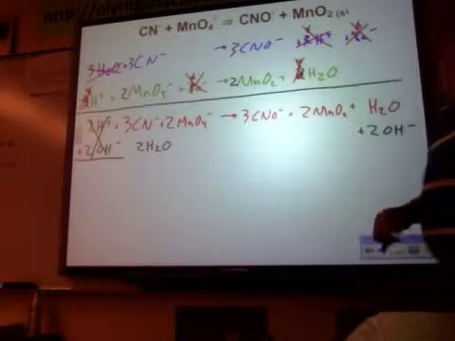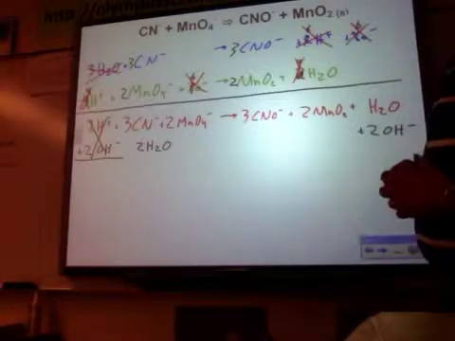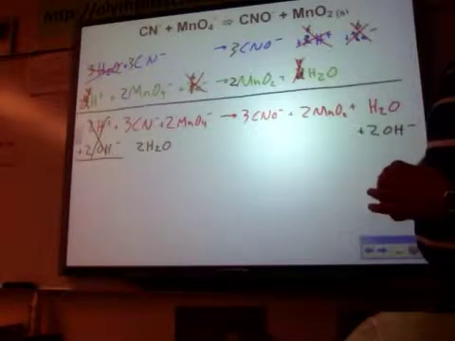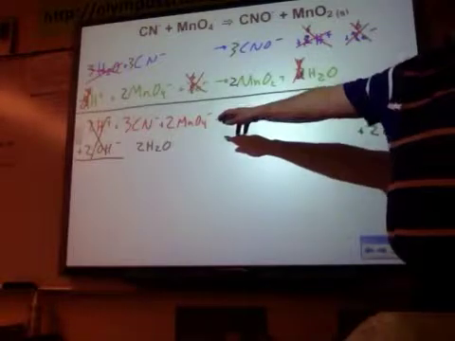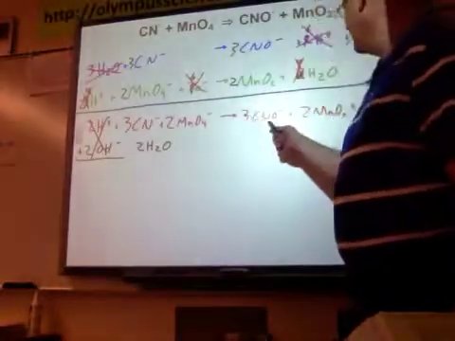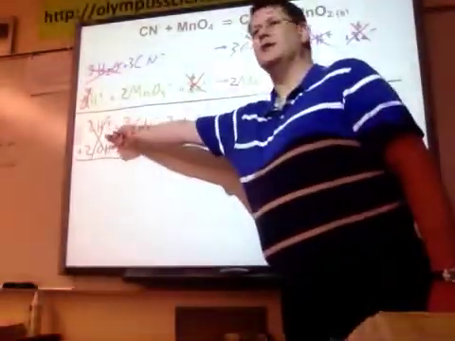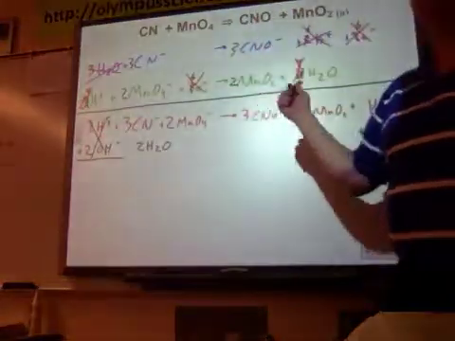Charges balance it by charge? Because aren't there too many minuses? No, they were balanced by charge before. We have 3 minus here and 3 minus here. These are both neutral. This is 2 minus, but that's 2 plus, so that would have canceled out. So we have 3 minus on both sides.